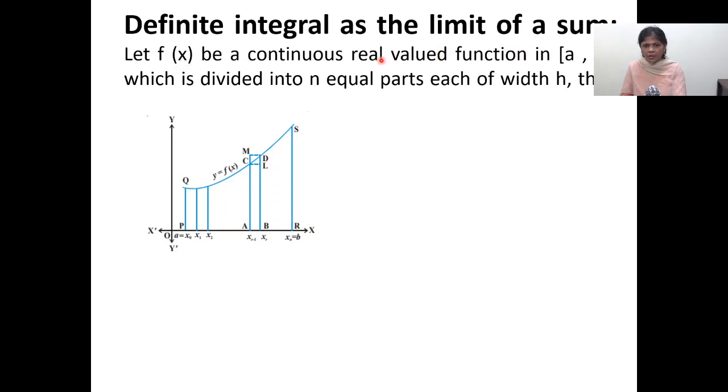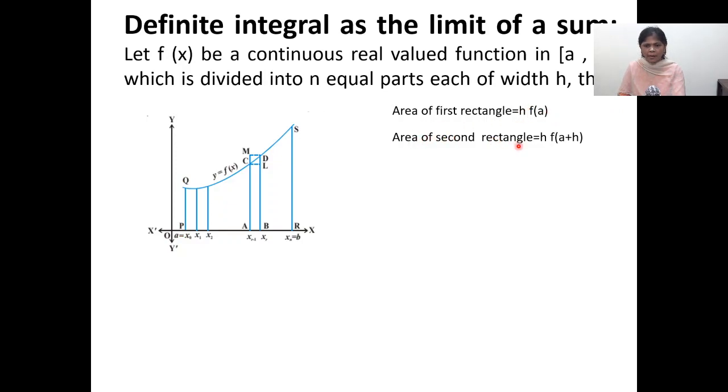If we have a real valued function defined in the interval [a, b], which is divided into n equal parts, each of width h, then the area of the first rectangle, according to the definition of area, is base into height. That is, h over here is nothing but the base, and the height at the point A is nothing but f of A. So that is h times f of A.